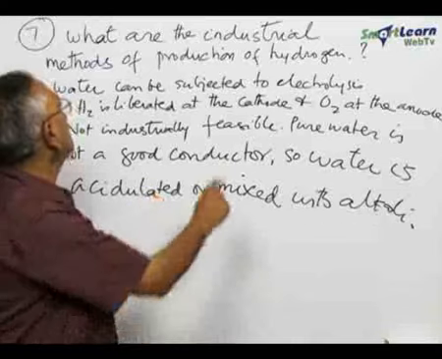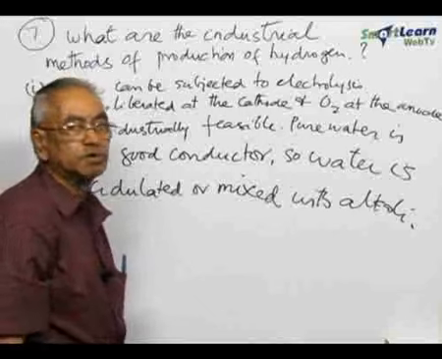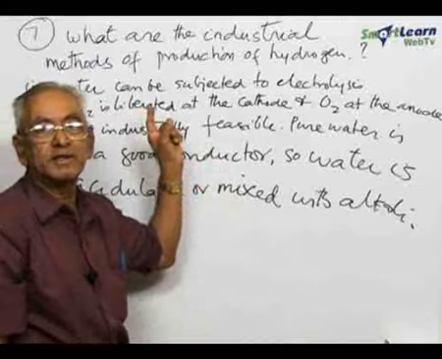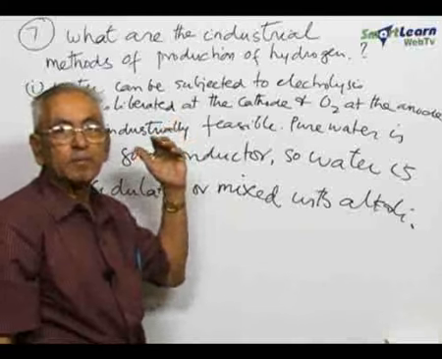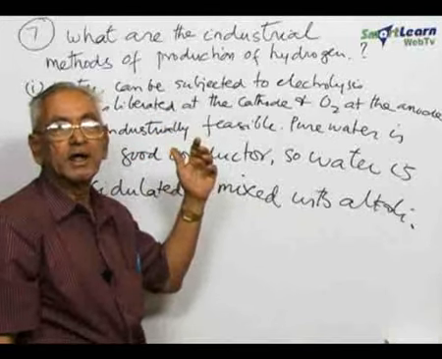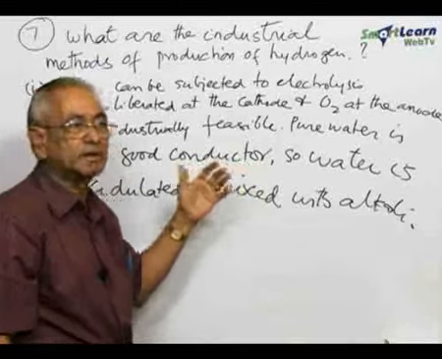Now let us go to the industrial methods of preparation, or production, of hydrogen. So far I have been looking at the preparation of hydrogen in the laboratory, but now there are several methods by means of which hydrogen is produced in an industrial way. Let us look at about three or four different methods.